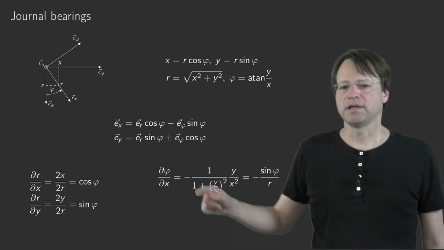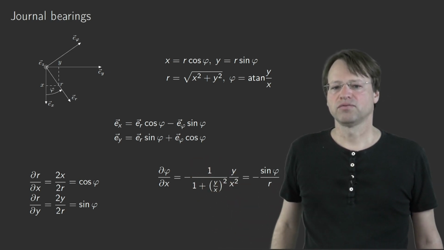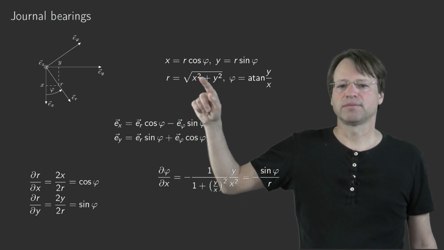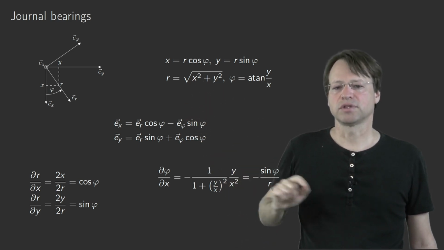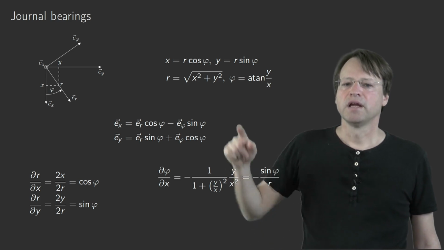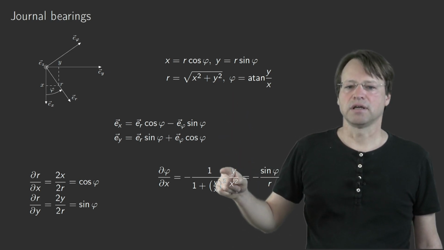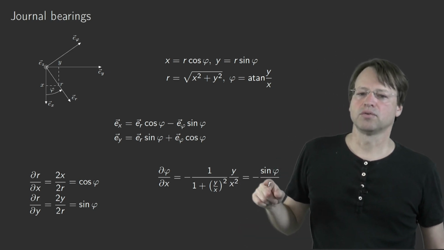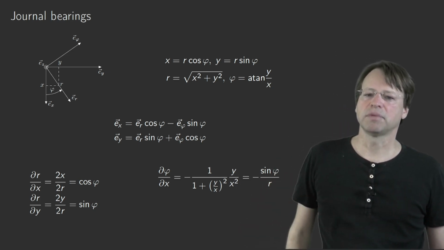So we get a minus cosine phi squared. For the x squared, we have r squared cosine phi squared, so the cosine phi squared cancel. And by replacing in the numerator the y by r sine phi, we get in total minus sine phi divided by r.